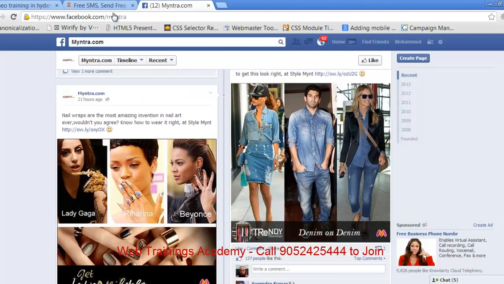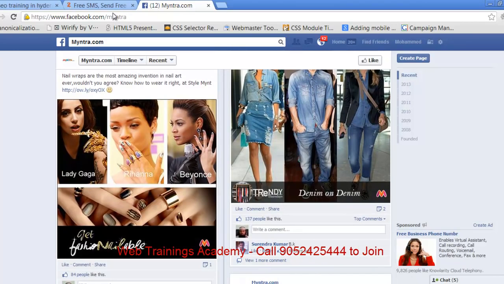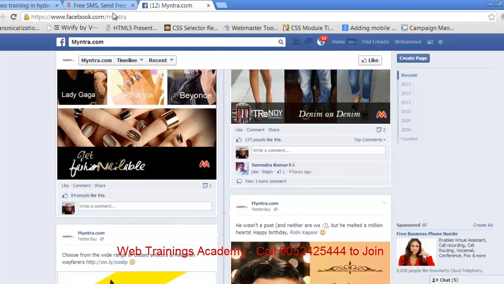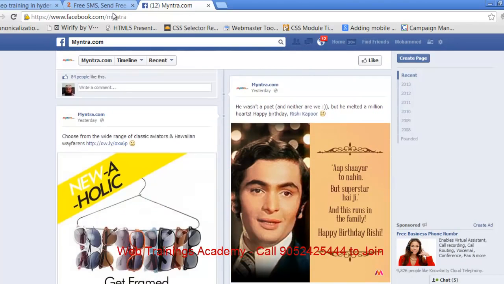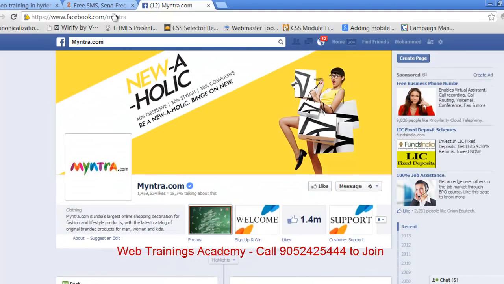Are you understanding this concept? So this is the logic we have to understand, that by using the concept of social media we can reach a lot of people and we can create brand awareness through social media.